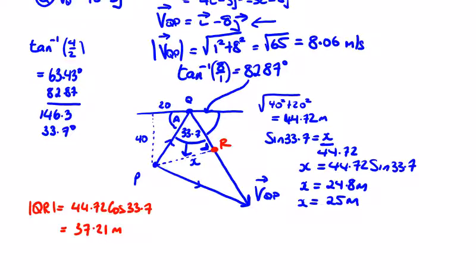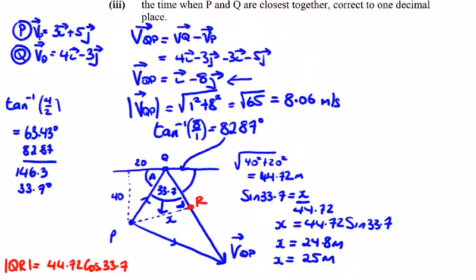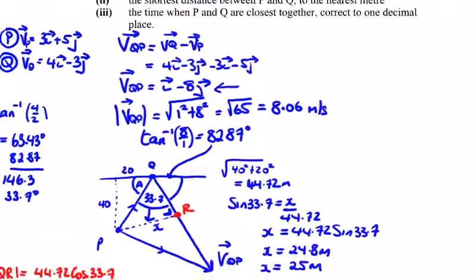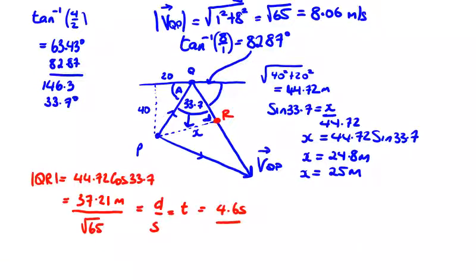And that is going to give 37.21 meters. And we have the relative speed from earlier. We got 8.06 or square root 65. I'll put it in so there's no rounding off. So that's going to be distance divided by relative speed and give me the time interval taken to get there, which is going to be 4.6 seconds. The time when they're closest together is going to be after 4.6 seconds.